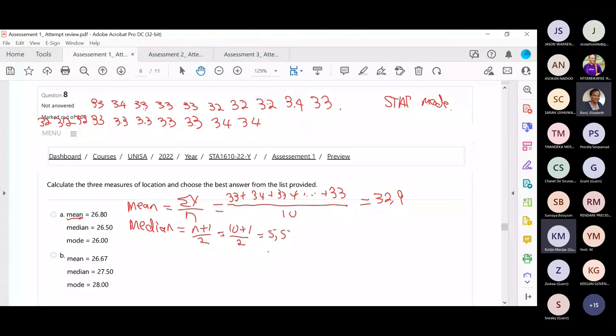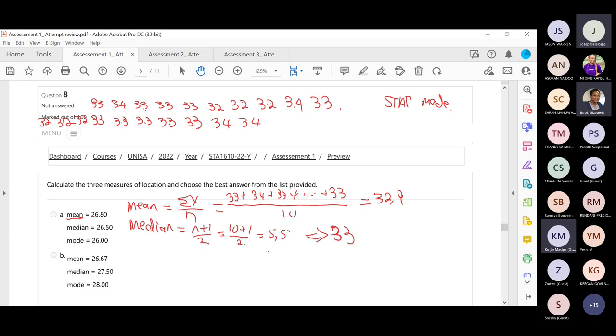So then you count. 5.5 will be located between two values. 1, 2, 3, 4. 5.5 is between 33 and 33. 33 and 33 is the same as 33 plus 33 divided by 2, which will give you 33 as your median.